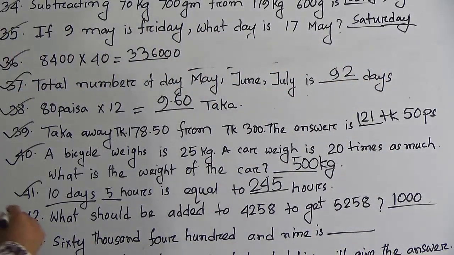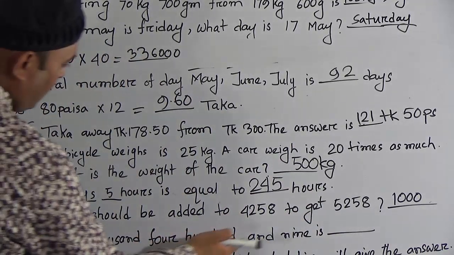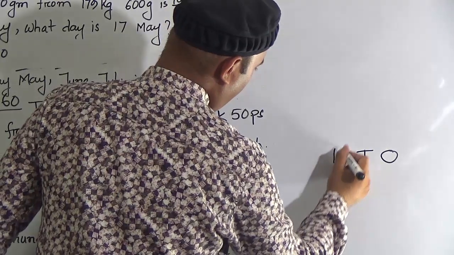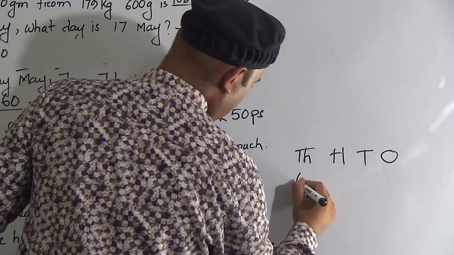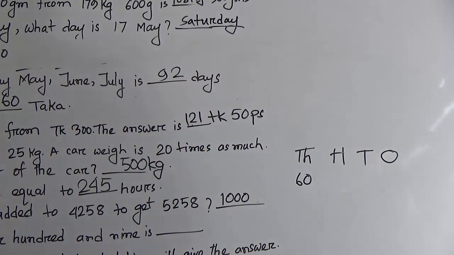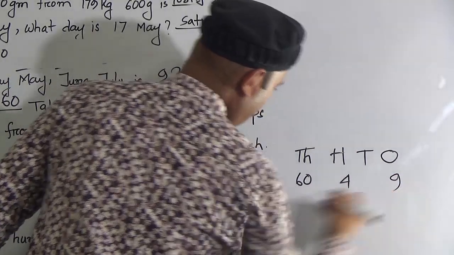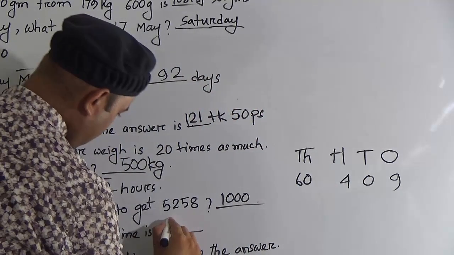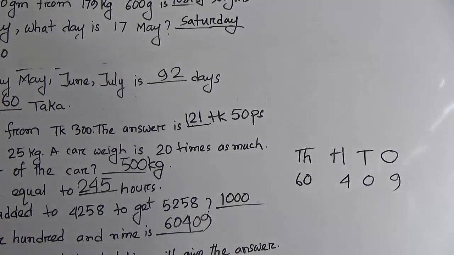Now number 43. 60,409. So here look at ones place, tens place, 100 place, and here is 1000 place. So here is 60,000, 60,400. Here is 400, and here is 9. So we can write 60,409 as 60409. Hope you understood this one.